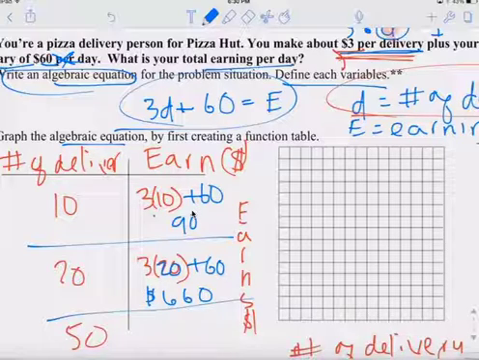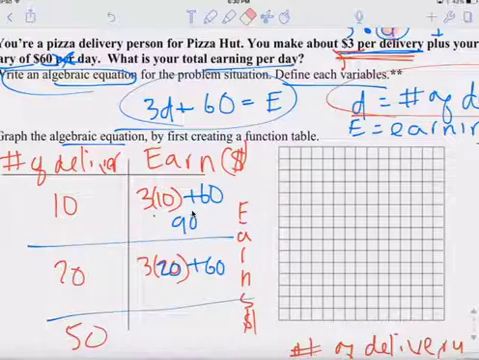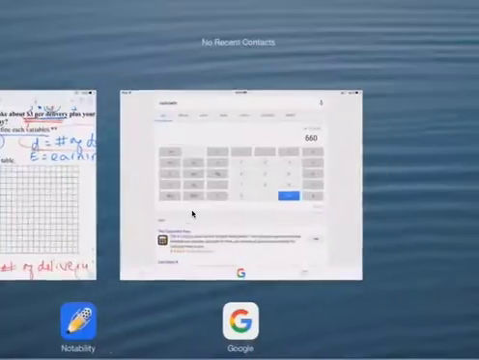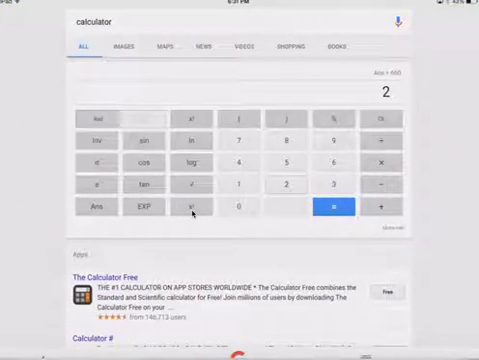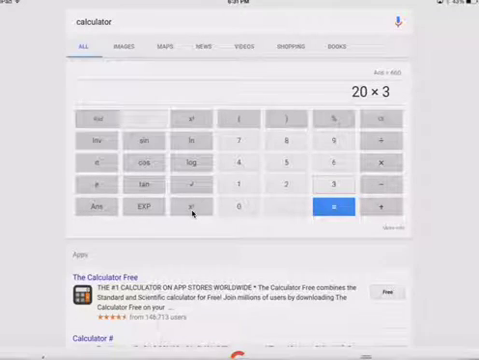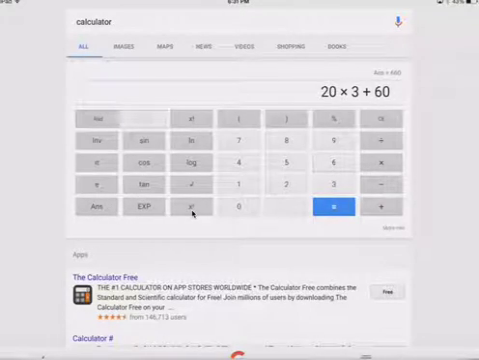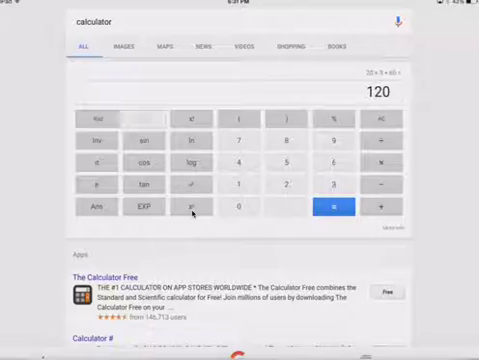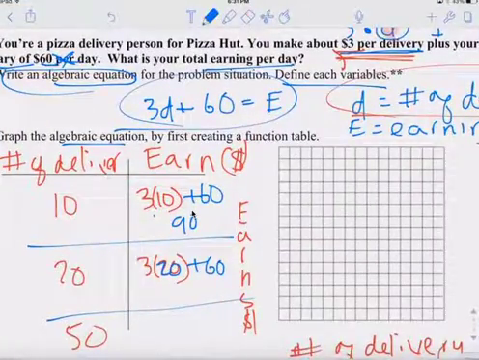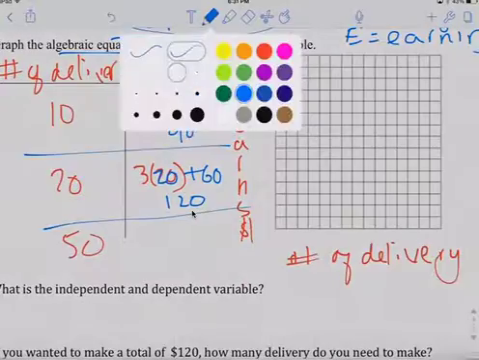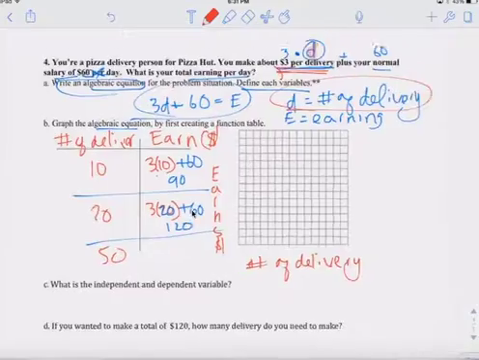That doesn't make sense. That does not make sense for 20 pizza when 10 is 90. 20 is another 30 more, so it should be 120. Oh my gosh, okay. 20 times 3 plus 60. 120 makes more sense. Oh my gosh, this is why I don't like calculators. Okay. And then you finish that one, and then you graph it.